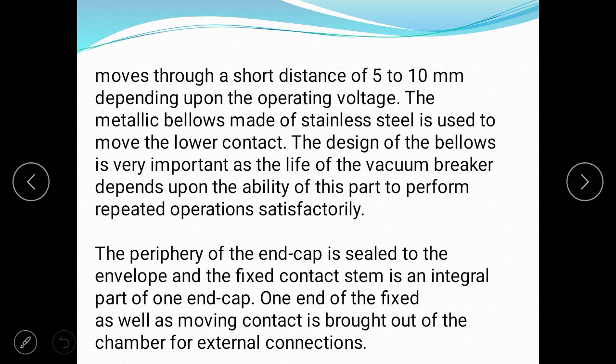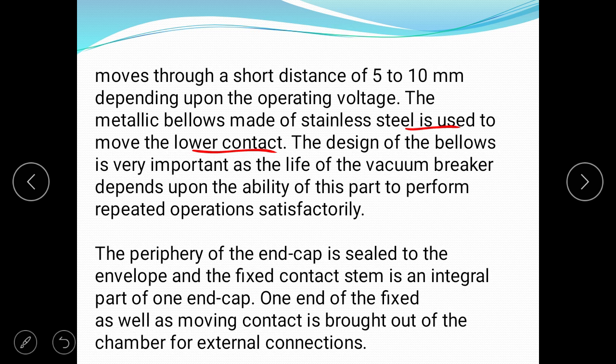So the contact moves a short distance of 5 to 10 mm, depending upon the operating voltage. Means the contact of the circuit breaker moves a short distance of 5 to 10 mm, which depends upon the operating voltage. The metallic bellows, which are made of stainless steel, are used to move the lower contact. So the design of the bellows is very important, as the life of the vacuum circuit breaker depends upon the ability of this part to perform repeated operation satisfactorily.